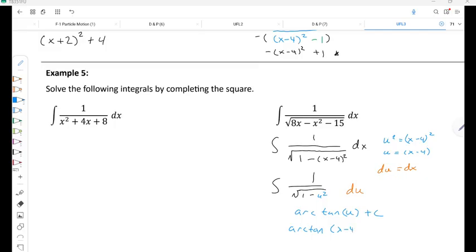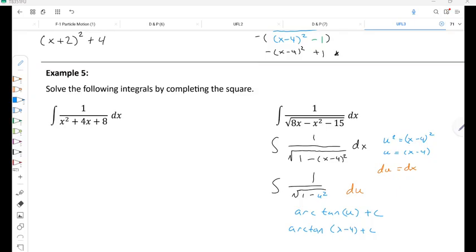Arctan of x minus 4 plus c. It really is just a horizontal shift. The argument just represented a horizontal shift, so it worked just like the must-know, but the argument didn't change: x minus 4. Okay. The reason this example was easier was because we had the 1 there.